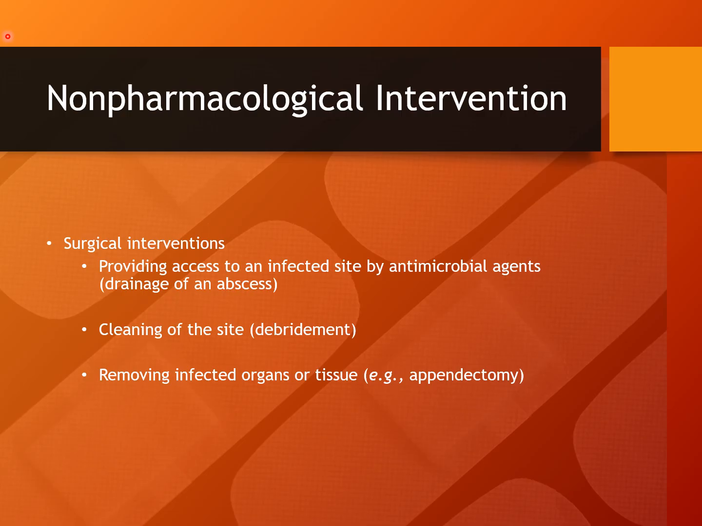I also mentioned this in our discussion on musculoskeletal things. If the infection resides on an implanted device that doesn't have a blood supply, it may need to be removed surgically. We may need to clean the site of infection. A wound may need to be debrided, where we physically go in and clean out some of that infection. And sometimes we remove an infected organ or tissue.